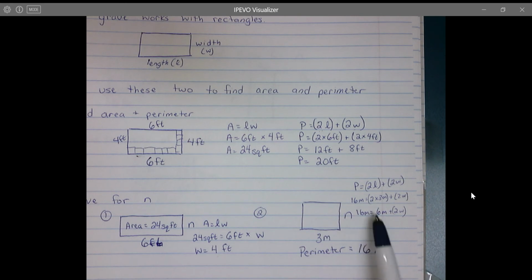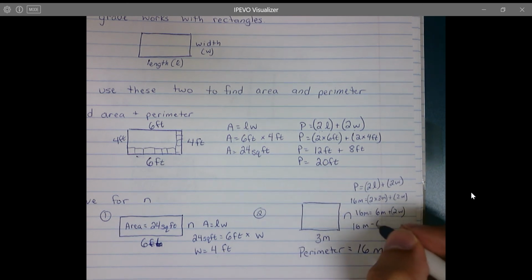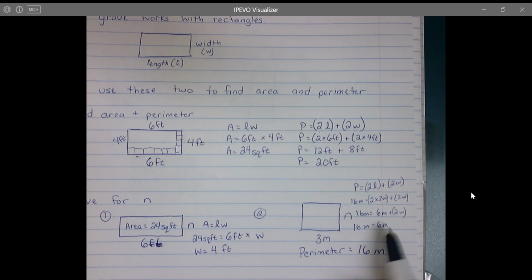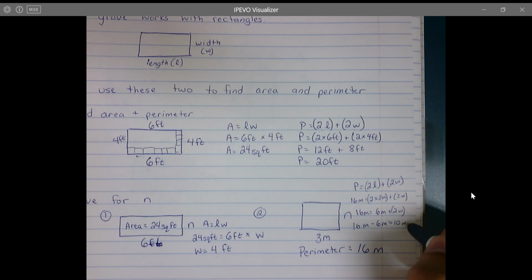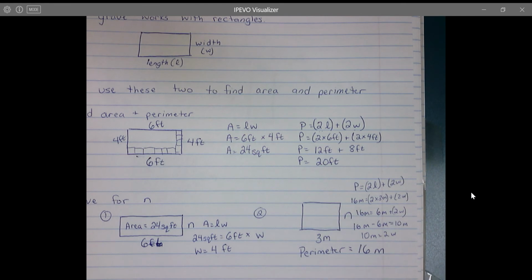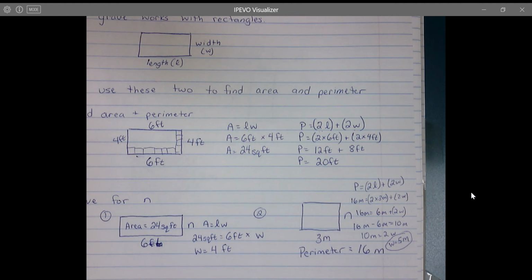So I could think my perimeter, this is going to be a little different. I know the total is going to be 16 meters. I'm going to subtract 6. I know that that's already been taken by my double the length. So I'm left with 10 meters. So 10 meters is 2 times my width. Well, what times 2 gets me 10? Well, 5 times 2 gets me 10, so my width must be 5 meters. This one's a little more difficult to kind of work through.